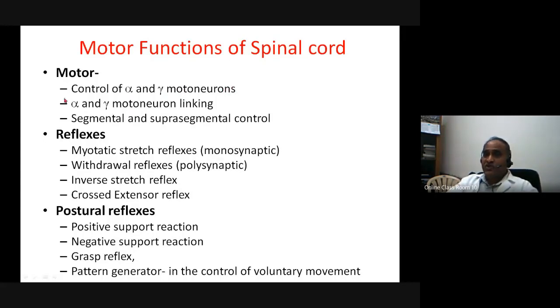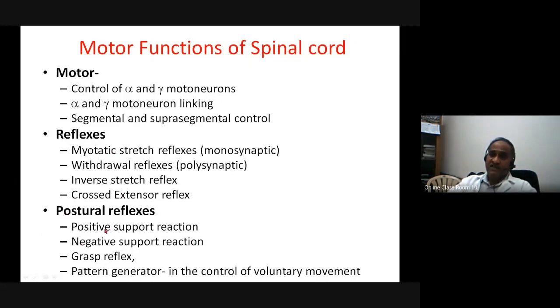Now these two, the alpha and gamma motor neurons, are linked through the intrafusal fibers and 1A afferents via a monosynaptic or disynaptic pathway in the spinal cord. Then we have the reflexes. I have mentioned these reflexes: the stretch reflex, monosynaptic, the withdrawal reflexes, the crossed extensor reflex. I will not go into the details of these things. I have dealt with them in my earlier lectures.